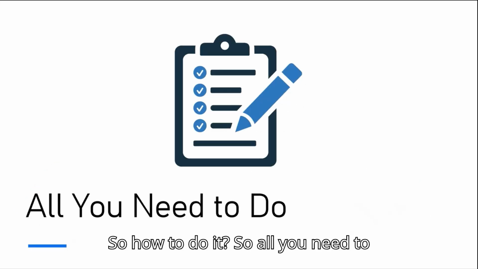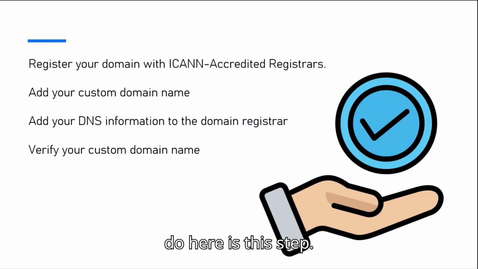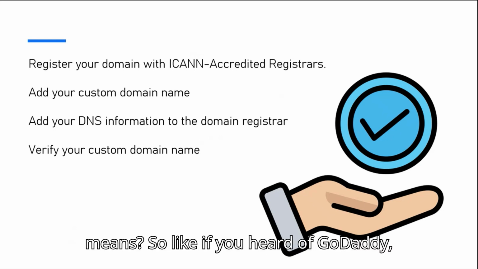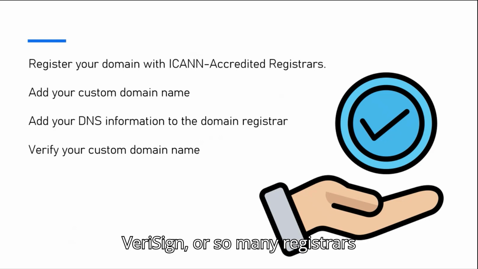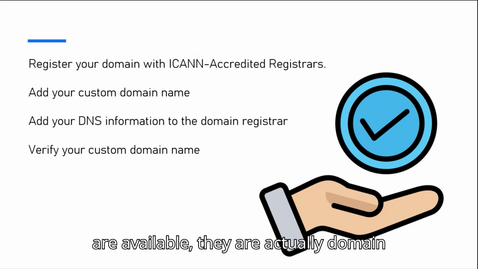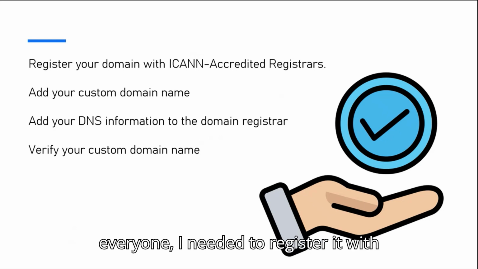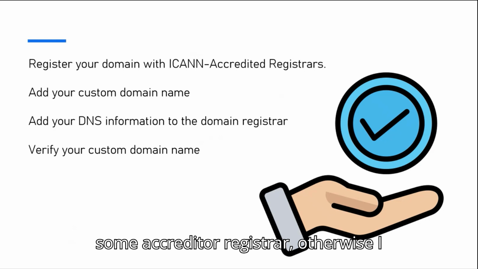All you need to do here is follow these steps. First of all, you need to register your domain with an ICANN accredited registrar. What does that mean? If you have heard of GoDaddy, VeriSign, or the many other registrars available, they are domain registrars. If I need to own a public domain, I need to register it with some accredited registrar. Otherwise, I cannot really use that domain.